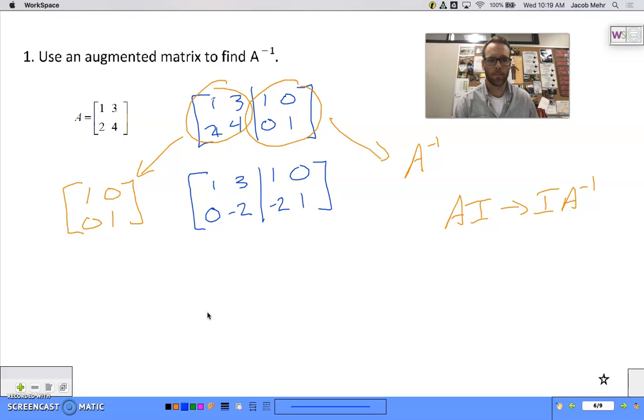All right? Next step. My next step is to take this position and make it a 1. I'm going to do that by multiplying everything in the bottom row by -1/2. 0, 1, 1, -1/2. Multiplied everything in the bottom row by -1/2.